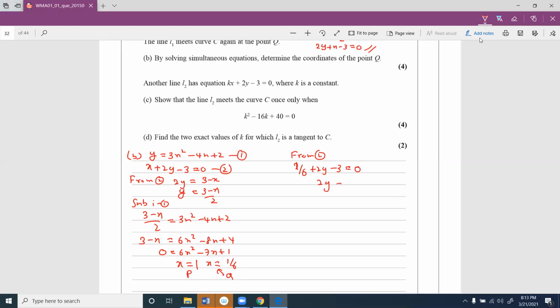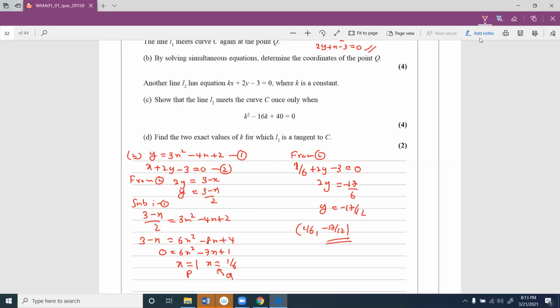Therefore, 2y equals minus 3 plus 1 over 6, and 1 over 6 divided by 2 gives minus 17 over 12. y equals minus 17 over 12. So the coordinates become 1 over 6 comma minus 17 over 12. That's the answer for that.